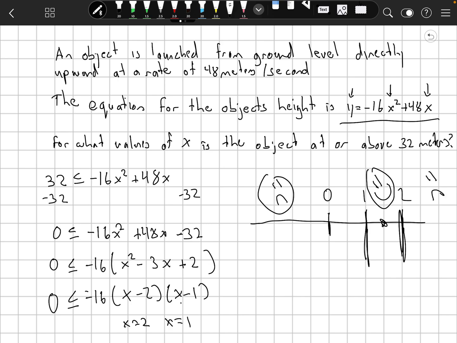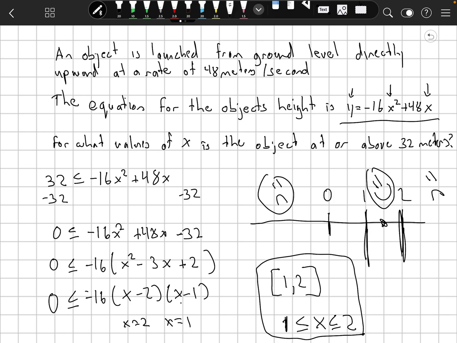So our answer is going to be from 1 to 2 seconds. We could write it like this in interval notation, or we could write it like this in inequality notation. So when is the height going to be above 32 meters? From 1 to 2 seconds.